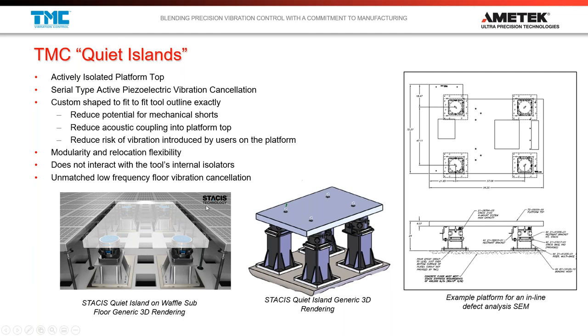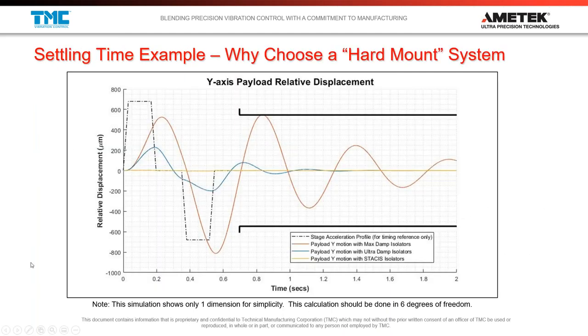And so for floor vibration cancellation, you really want to go this route because it's going to give you that broadband low frequency cancellation. Low frequency is very common in fabs, and it's going to be compatible with the tool's internal isolators. And even though it's not actively canceling out what's going on inside the tool, that's not a big deal because it's stiff enough that it doesn't slosh back and forth when there's a stage motion.